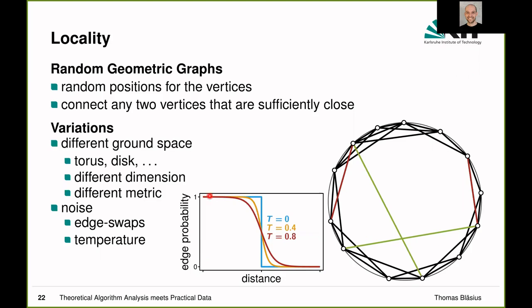Now you can soften this by looking at some kind of sigmoid function. The higher the temperature, the less steep this sigmoid function is. So you don't have this sharp threshold, but instead say, okay, I have a probability for having an edge depending on the distance, and the larger the distance, the lower the probability, the smaller the distance, the higher the probability. With this, you can also scale basically the amount of locality you have.